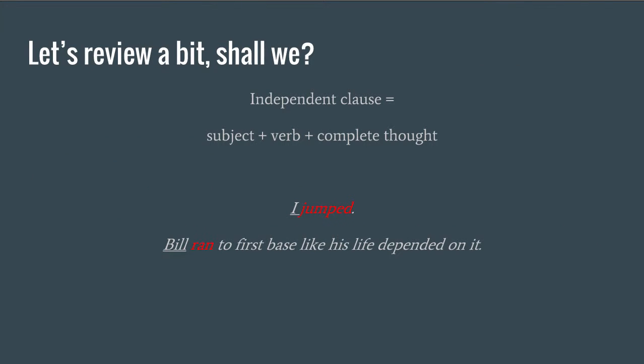Before we jump into the lecture, let's go ahead and review a little bit about clauses. Remember that an independent clause has a subject, a verb, and a complete thought. So here are two examples of independent clauses. I jumped. Subject I, verb jumped. It's a complete thought. It can stand by itself. Bill ran to first base like his life depended on it. A little longer, but it still has the subject, verb, and complete thought combination. If you need to review independent clauses, be sure to go back to the last video and take a look at that before you move on.